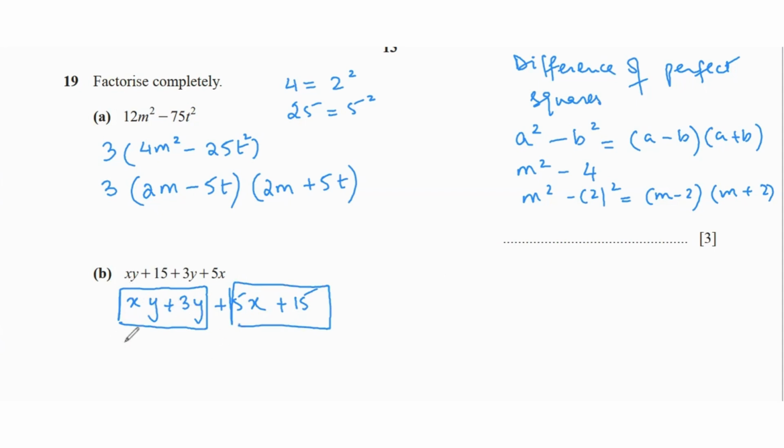If you look at the first group, we have y common. So that's going to give us x plus 3 in the bracket. And in the second group, we have 5 common. So that's going to give us x plus 3 again in the second bracket. So between the two, we have x plus 3 common. And that is our fully factorized answer.